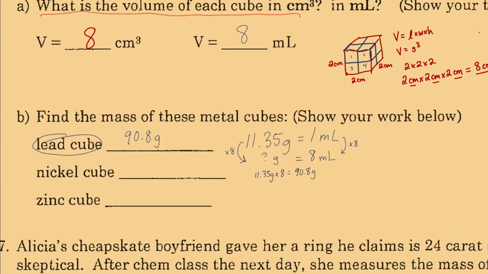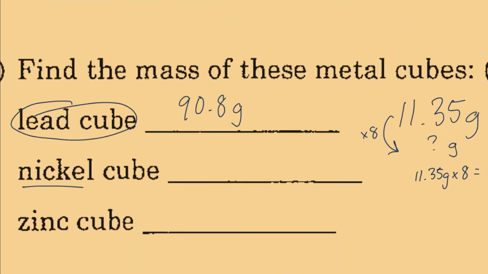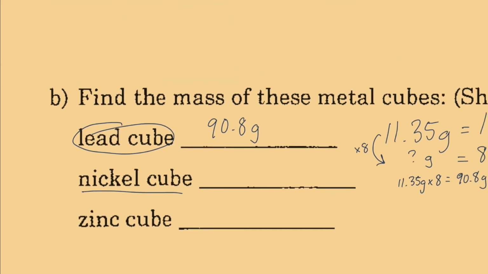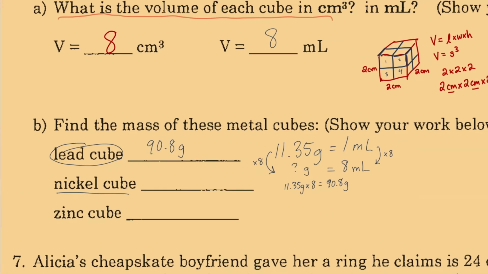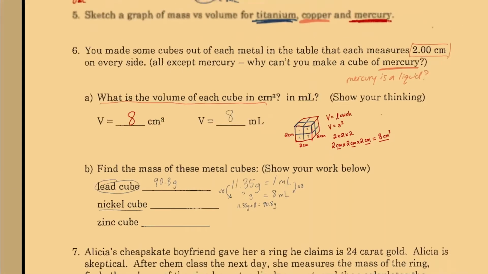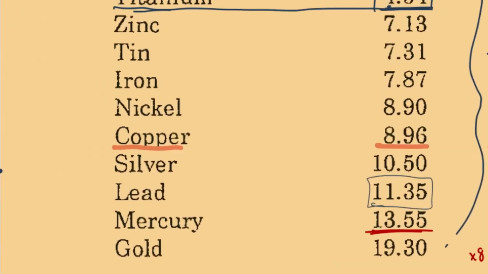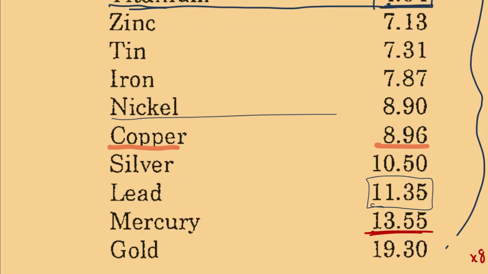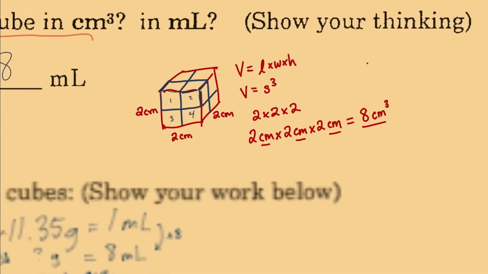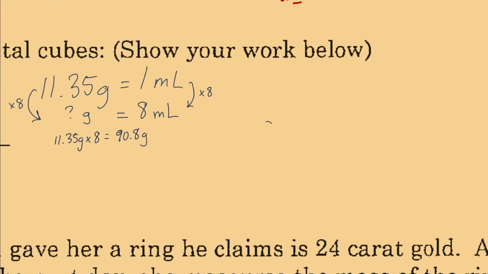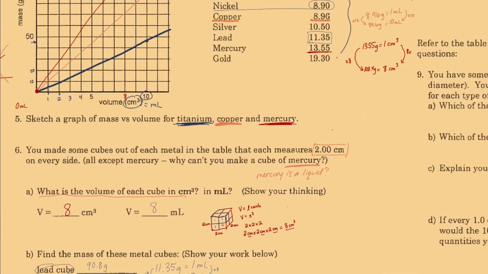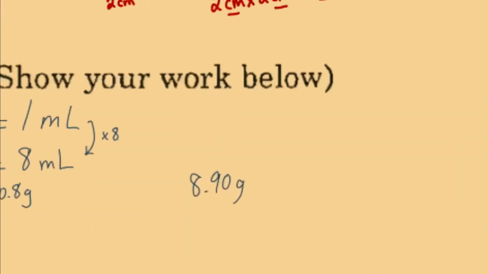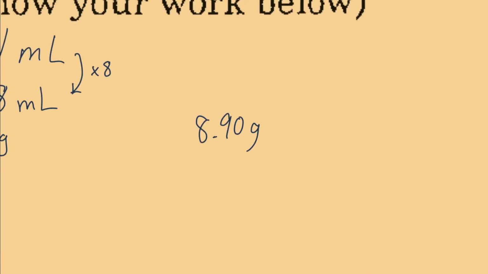Now to save a little bit of time, I'm only going to do nickel. I'll leave zinc for you to do. And let's do that now. I'm going to do it the same way. I'm going to come up to my density table. I'm going to figure out what the density of nickel is. I'm going to find it here. 8.90 grams for every 1 milliliter. And I write that here. 8.90 grams. That's what it was, right? I forgot. 8.90. That's right. 8.90 grams for every 1 milliliter.